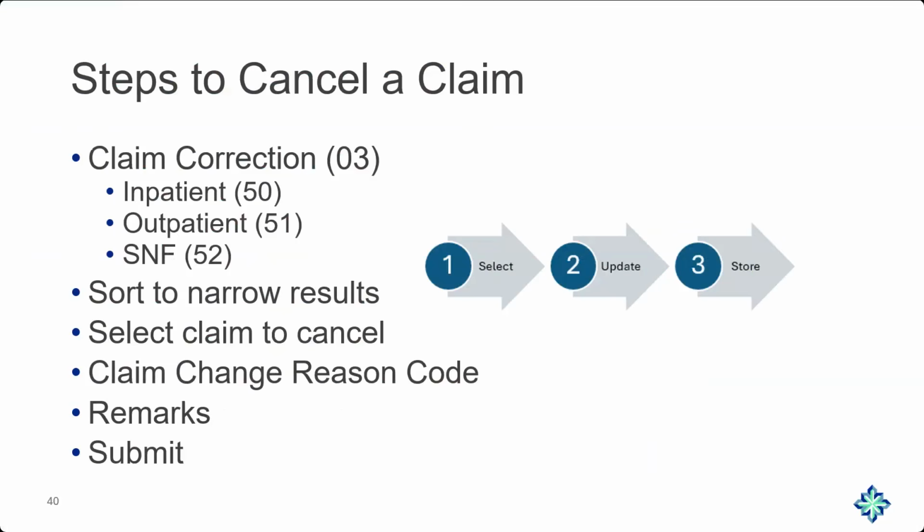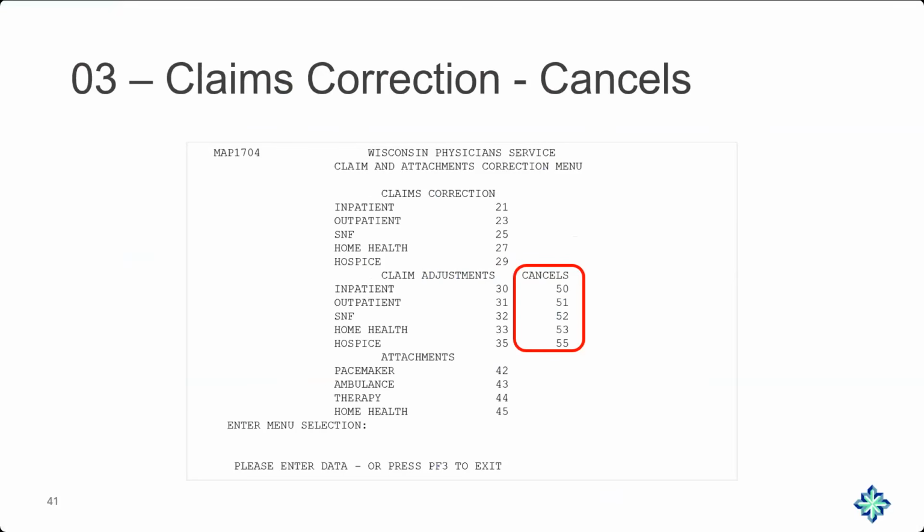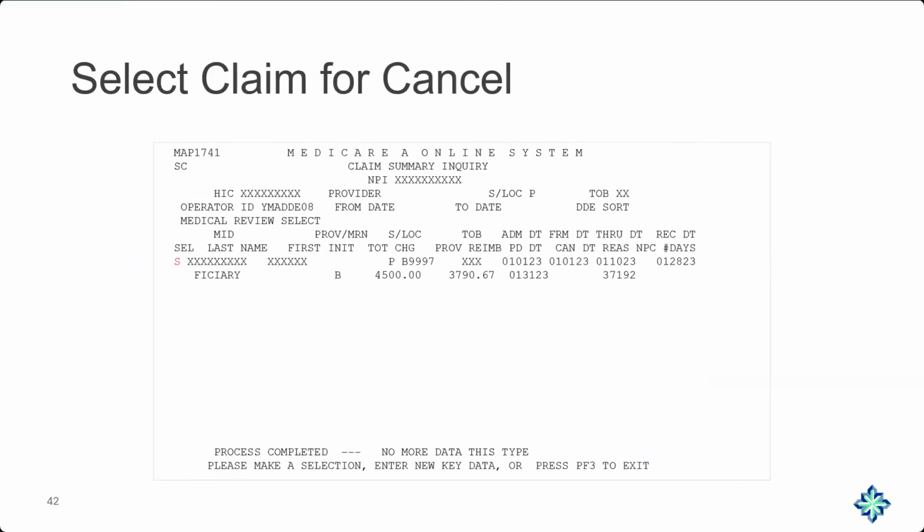The steps for creating a cancel are shown here. A couple differences, though, are that we go into a different part of the claims correction menu. We use different options, and there's one less step because an adjustment reason code isn't required. So here are the cancel options highlighted. You'll choose the one that pertains to your claim, add it down at the bottom, and press enter. Same procedure, search for the claim you need to void, select it, and press enter.